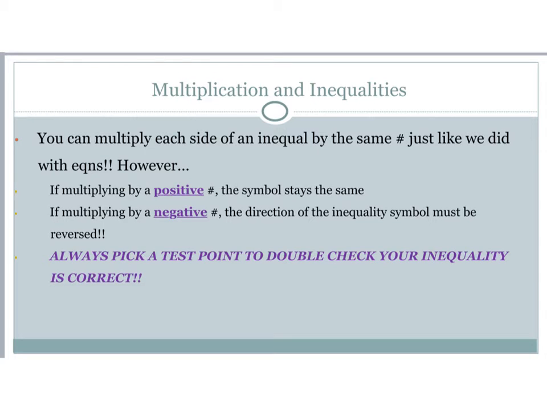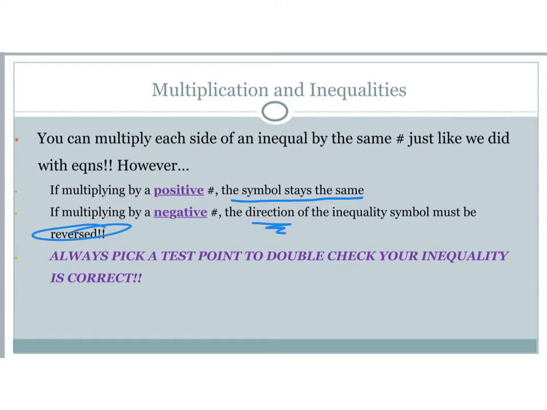First and foremost, if you're multiplying by a positive number, then we are going to leave our symbol the same. By symbol, I mean our inequality symbol. So the inequality is going to stay the same. However, if we're multiplying by a negative number, then the direction of the inequality must be reversed. This is very critical.